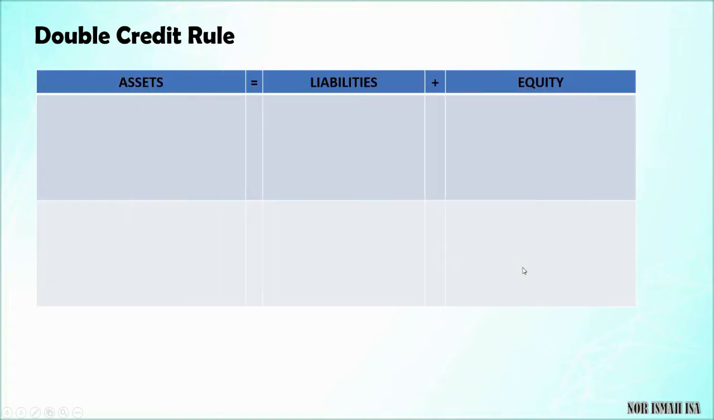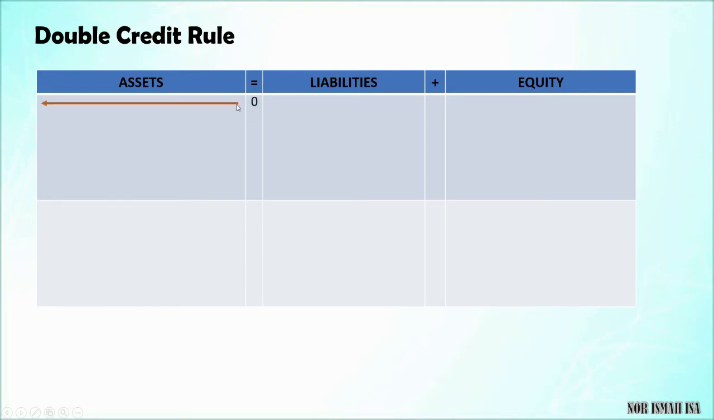Now we are going to look at the double entry rule, how the equation assets equals liability plus equity can derive the debit and credit rule. As we have learned previously, assets equals liability plus equity. For this equation, we put the zero amount at the equal side, meaning assets become zero, liability becomes zero, equity becomes zero.